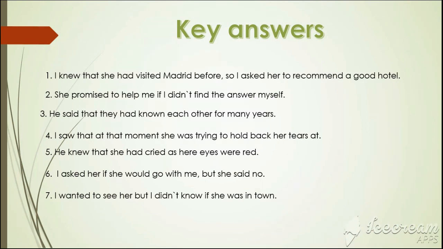That's all for now. I hope that our lesson helped you to understand better using sequence of tenses.